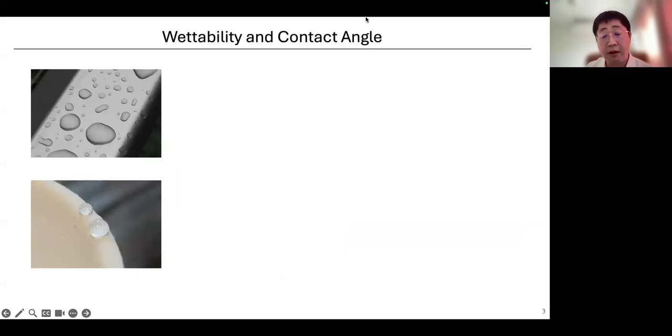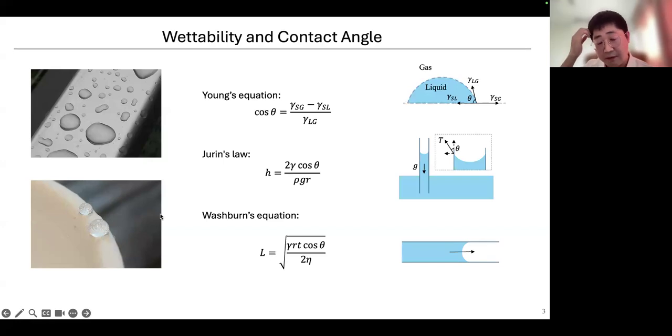Another important factor when talking about surface tension is wettability, the contact angle. That is relevant when the liquid comes into contact with a solid. Here we have two photos showing water sitting on an aluminum cup and a plastic foam cup. You can see clearly that the wetting behavior of these two is quite different. One is hydrophilic, one is hydrophobic.